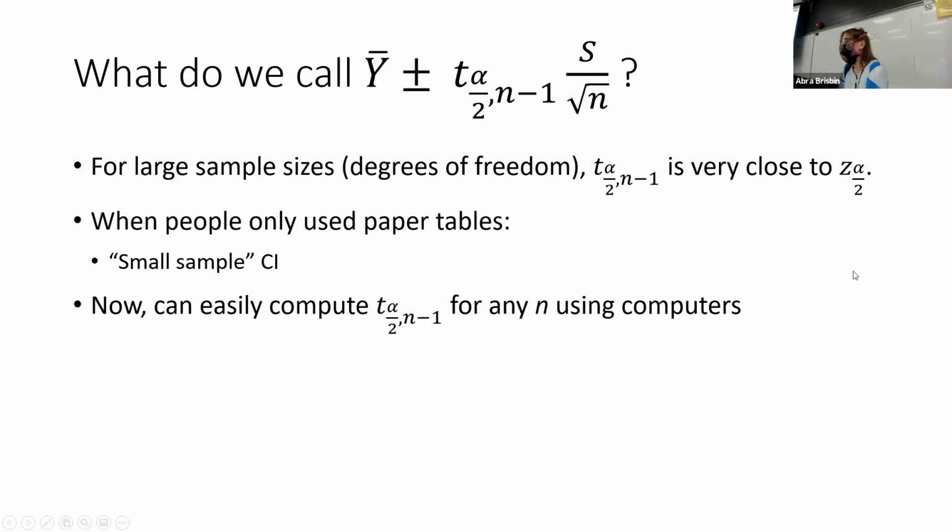But now it's easy to compute the t sub alpha over 2 quantile value using a calculator or a computer. So I tend to think of this as being the sigma unknown confidence interval, and to use this for any sample size if you don't know the population standard deviation.